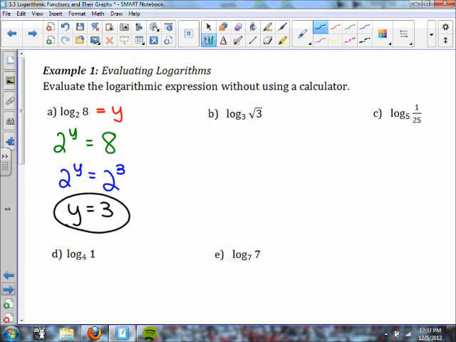Yes, Lexi? Oh, because 2 to the third is 8. 2 to the third is 8, yes. So the log of 8 to the base 2 is 3.